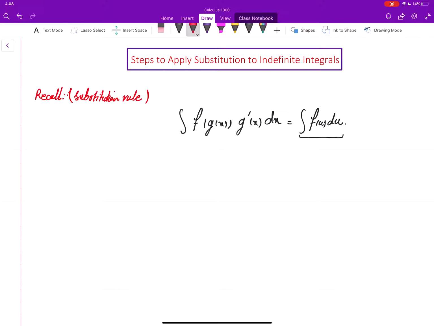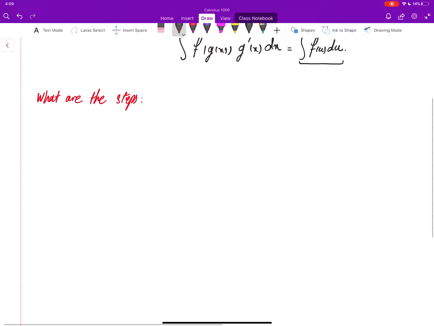But in practice, what steps do you need to take? Step one, this is very important. You have to first identify the pattern of the left hand side. This is the integral you have been given.